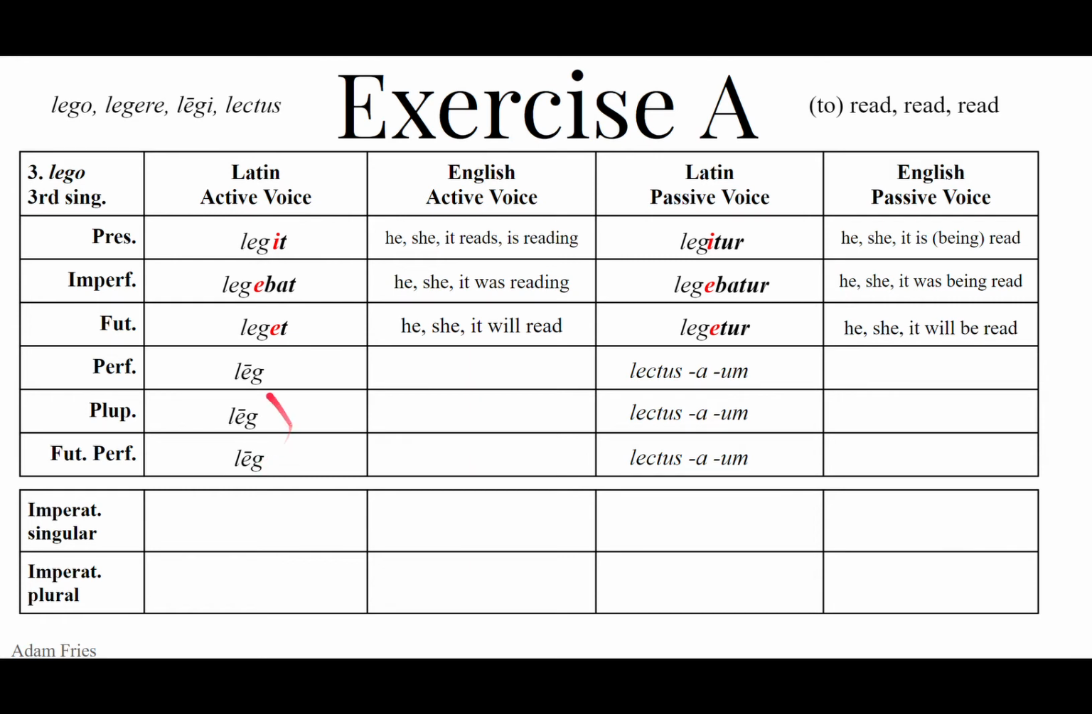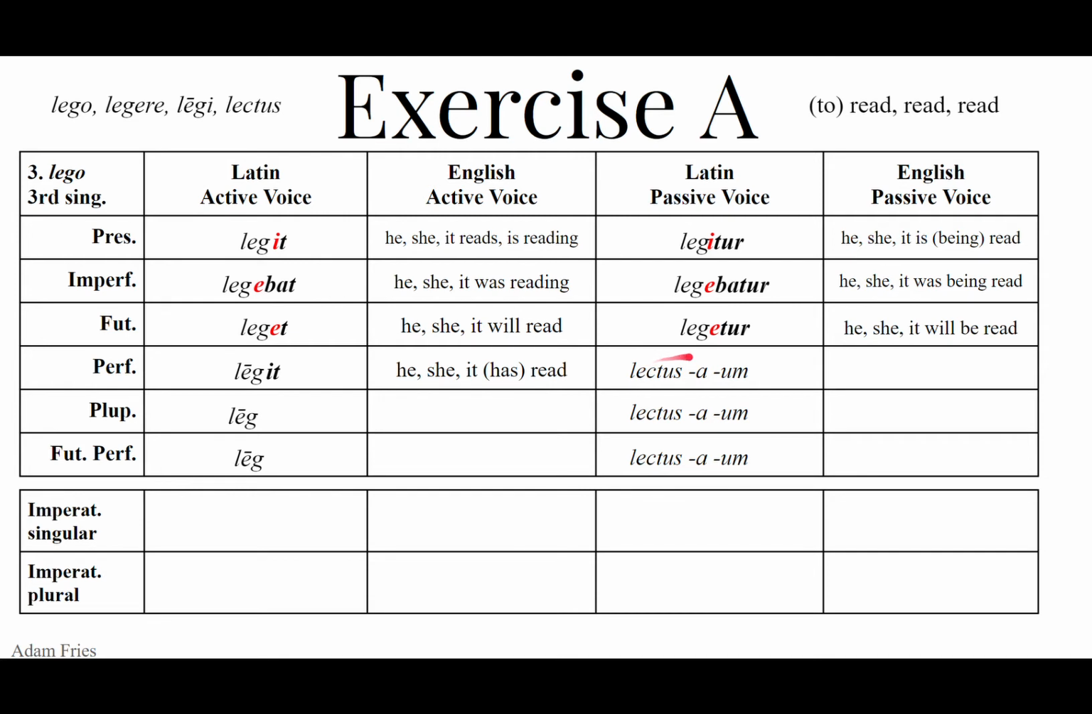Lēg-, the perfect stem in the active. Now let's add our endings. For the perfect tense, the endings are the same: i, isti, it, imus, istis, erunt. Just attach it to it. So lēgit. Notice it is different from legit. Lēgit and legit. Totally different. Lēgit: he, she, it read. He, she, it has read. They did the thing. Snap of the fingers. They did the reading.